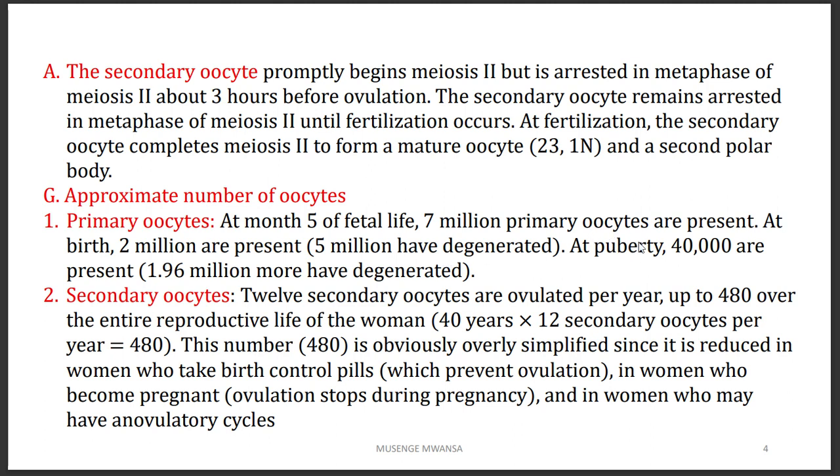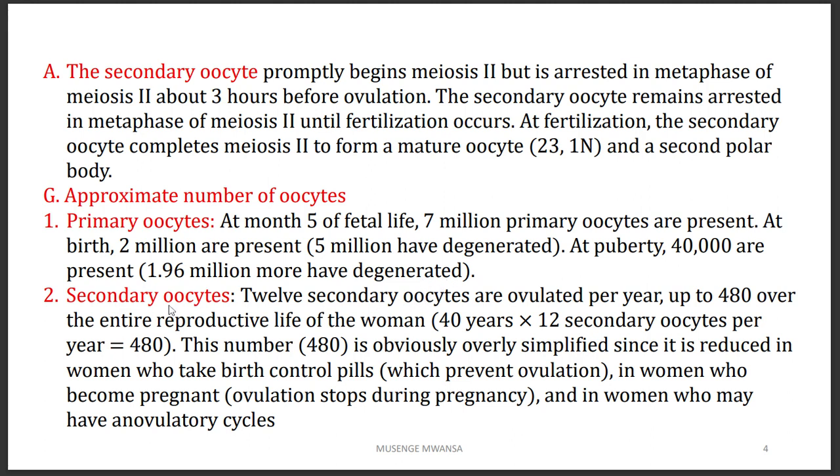But at puberty, not all the 2 million will reach puberty. Only 40,000 are going to be present at puberty, because the rest are also going to be degenerated by atresia.